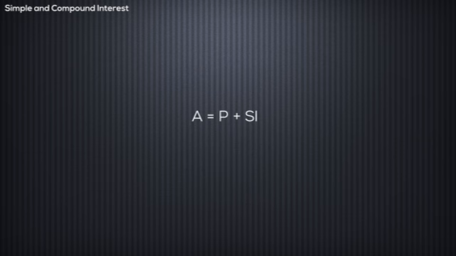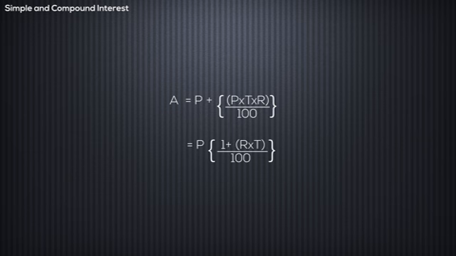We know that the amount is the sum of principal and simple interest. Using the formula for simple interest, the amount becomes as shown. Hence, the interest is calculated on the original principal, and it remains constant throughout the time period. The interest earned on the principal is not taken into account for calculating the interest for the following years.